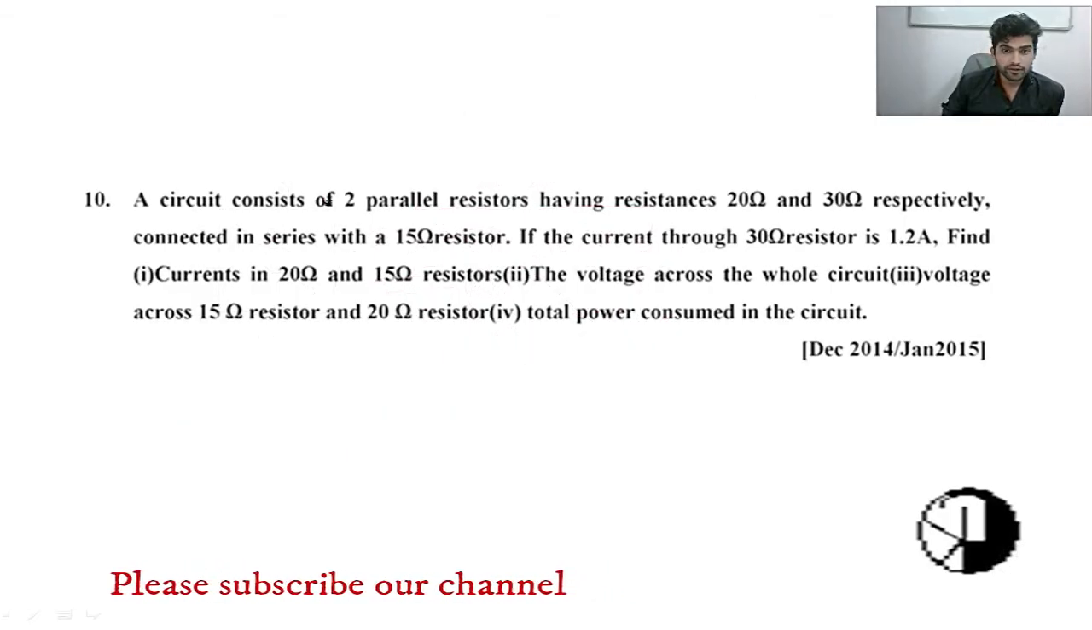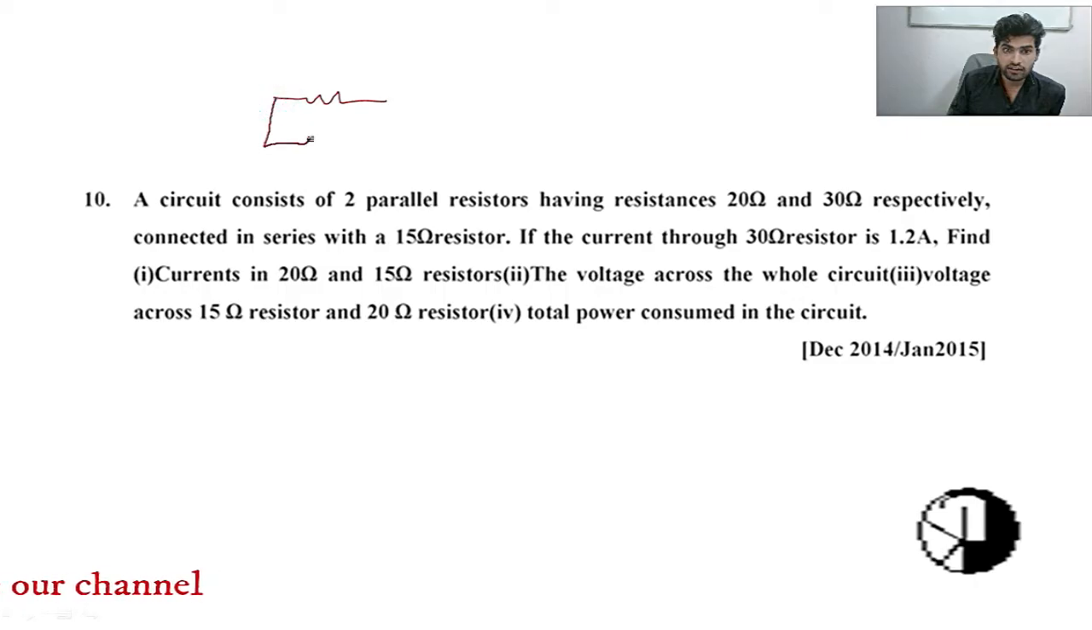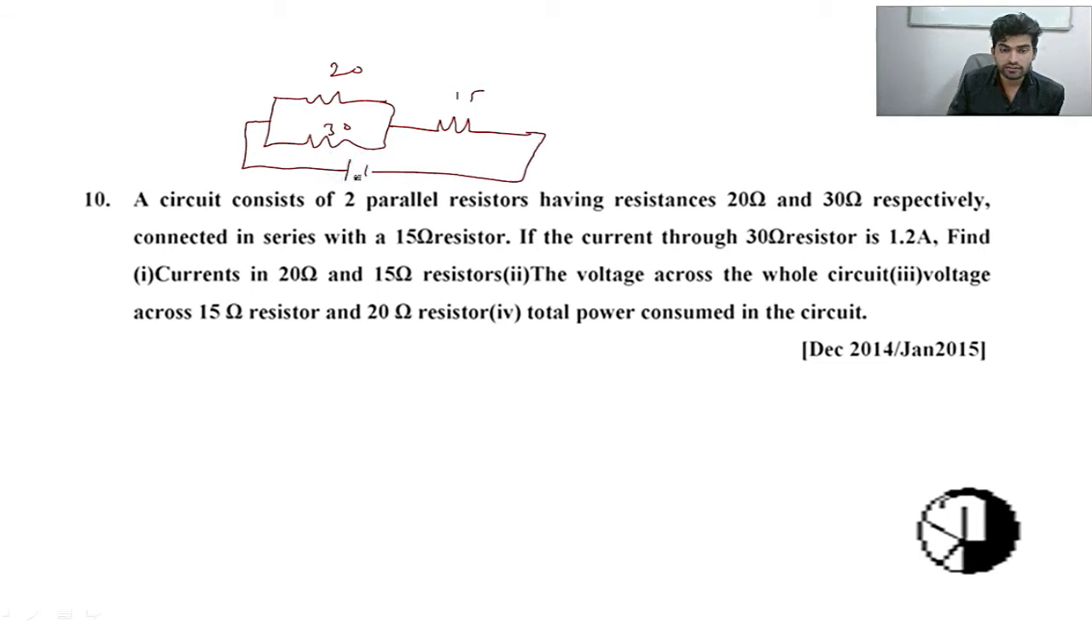Next problem: a circuit consists of two parallel resistors having resistances of 20 ohm and 30 ohm respectively, connected in series with a 15 ohm resistance. This is 20, this is 30. The voltage is not given, so we need to calculate the voltage. The current through the 30 ohm resistor is 1.2 amps. There is a clue here, 1.2 amps. So find the current in the 20 ohm and in the 15 ohm resistor. We need to calculate this I1.